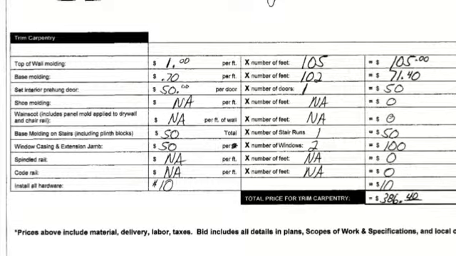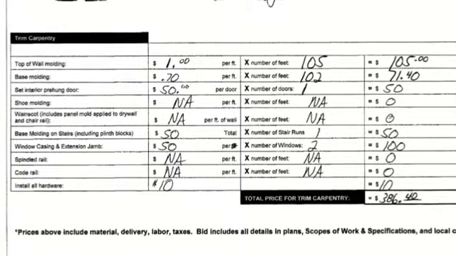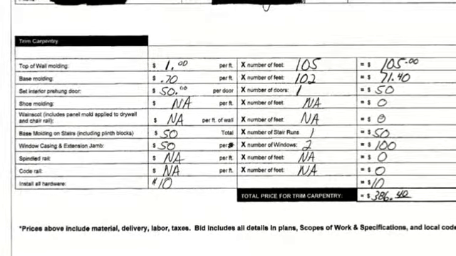We have a note at the bottom of the bid sheet saying all material, delivery, labor, and taxes are included. In this case, as we mentioned before, material means nails, glue, shims, those kinds of things. I've been burned before when a bidder tells me later they didn't include tax or delivery, which amounted to hundreds of dollars. So we want to make sure these are included for a fair comparison of bids.